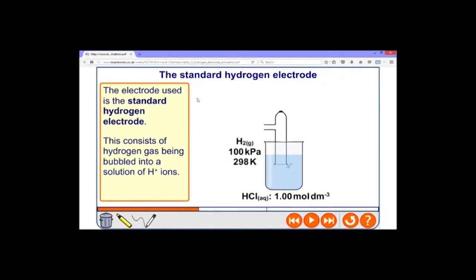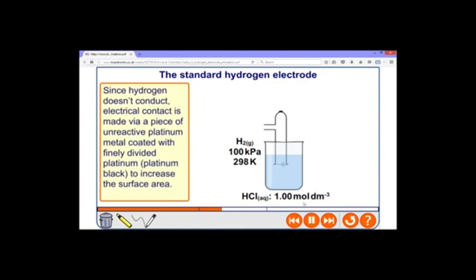Okay, so what you need to realize is that we spoke about pressure and temperature and concentration as being some of the things that affect your reaction rate and chemical equilibria. So in order for us to always be able to compare like with like, we always need to do this test at 100 kilopascals, 298 Kelvin, and a concentration of 1 mole per decimeter cubed.